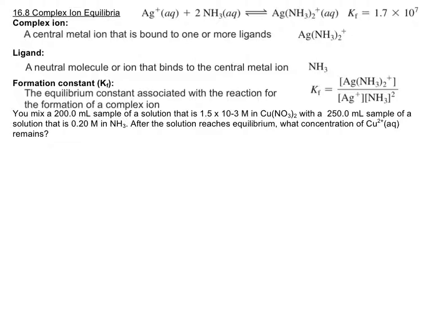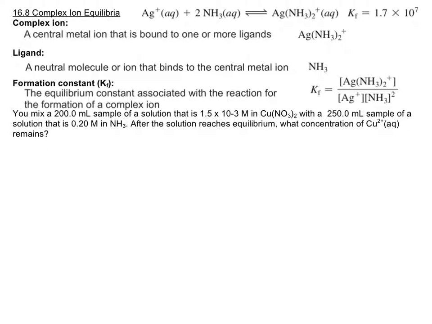You mix a 200 milliliter sample of a solution that is 1.5 times 10 to the minus 3rd molar, I apologize, there's a typo there, in copper nitrate, with a 250 milliliter sample of a solution that is 0.2 molar in NH3. After the solution reaches equilibrium, what concentration of Cu2+ remains? Basically, we have copper nitrate. You know that's going to dissolve completely because it's got nitrate in it, which is one of the 4 ions that always dissolves. So we could calculate how much copper is in solution when we're starting. Then you add ammonia to it, the NH3, and that is acting as our ligand.